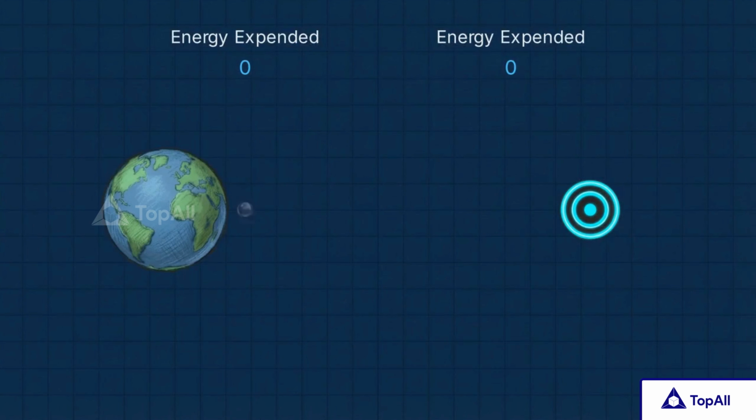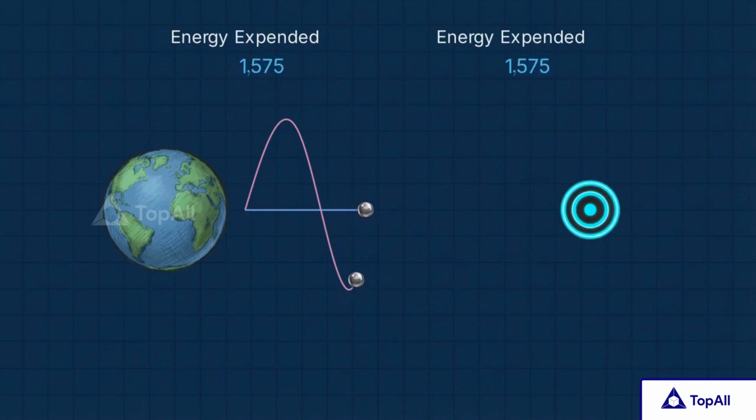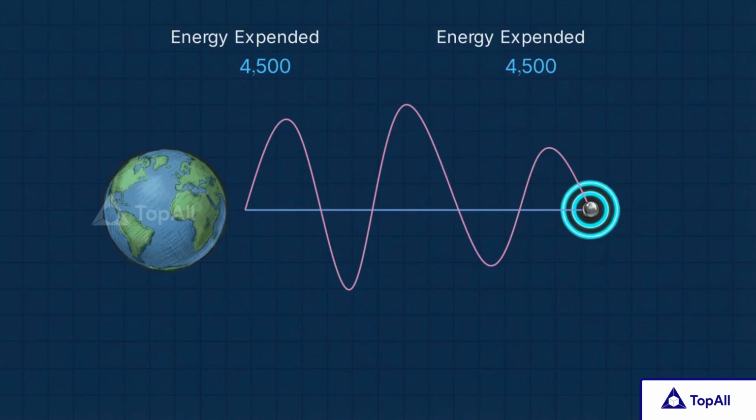Watch these two masses travel from Earth to the same point in space. One flies in a direct line, the other takes an erratic, zigzag detour. Despite the different trajectories, the final energy expended is identical for both.